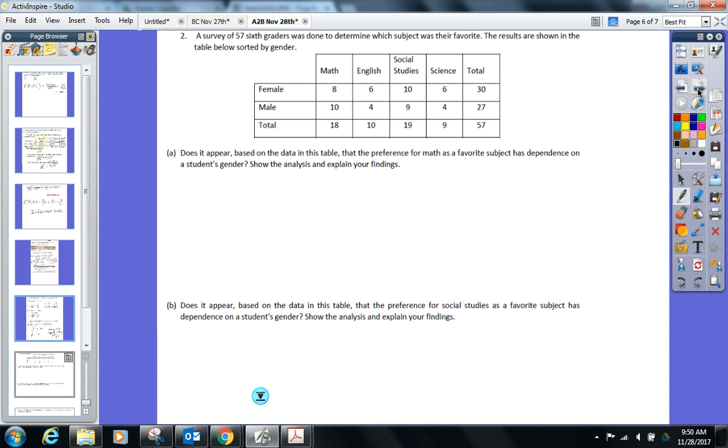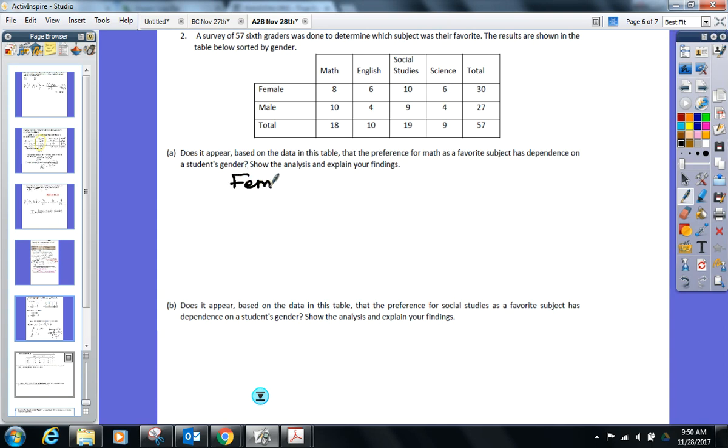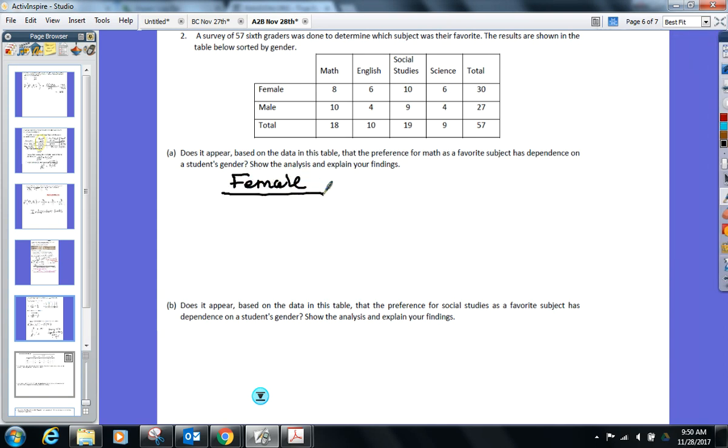All right, so we've got to test both male and female. Let's go female first. So what do we have to test? The probability that you prefer math, given you're already female. And if they're independent, go ahead.